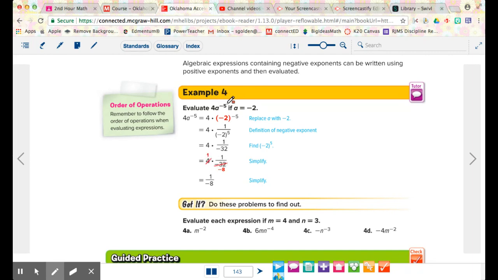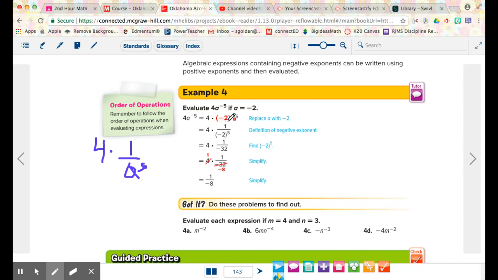Okay, so the first thing we do is rewrite it. So 4 times a to the negative fifth power. For me, you can definitely go ahead and plug your number in. To me, it makes a little more sense to go ahead and show using positive exponents. So 1 over a to the positive fifth. And then plugging my number in, but it doesn't necessarily matter.